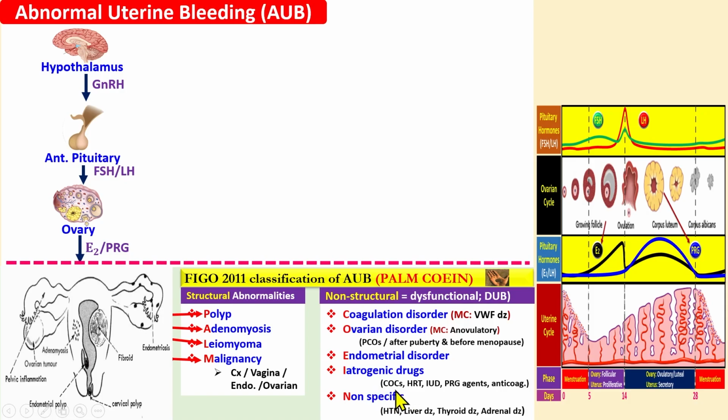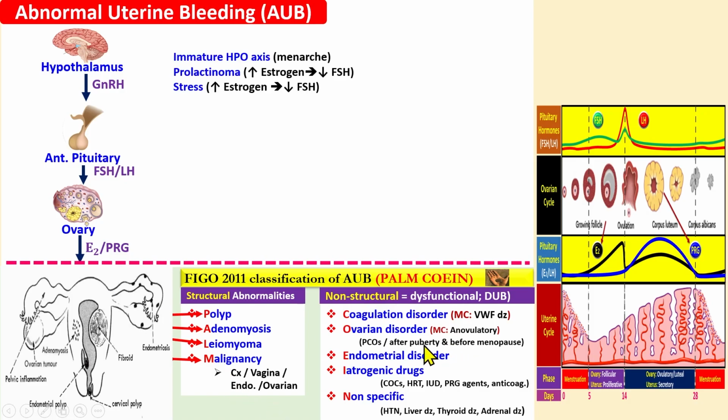And in the iatrogenic group, if someone is taking contraceptives or hormonal replacement therapy irregularly, or the intrauterine devices, the progesterone agents, or anticoagulants, they can cause abnormal uterine bleeding. And in the non-specific group, there are other diseases like hypertension, liver disease, thyroid disease, adrenal disease. They can cause abnormal uterine bleeding.